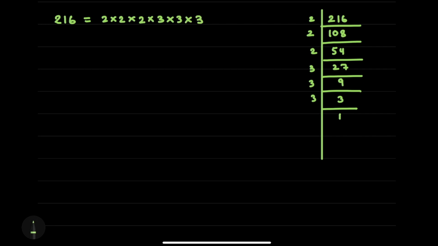Let's now make triplets of these. There's one triplet of 2 and there's another triplet of 3. We'll take one out of each triplet. So the cube root of 216 would be 1 out of the triplet of 2 and 1 out of the triplet of 3, and that comes out to be 6. And that's how we prove whether a number is a perfect cube or not.